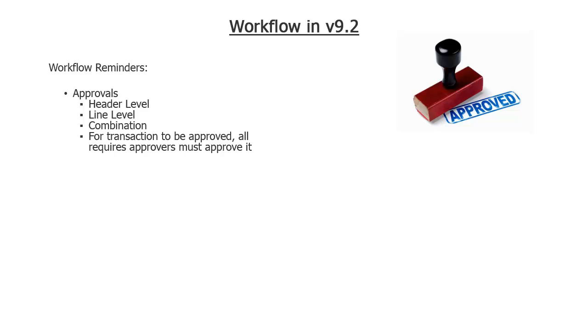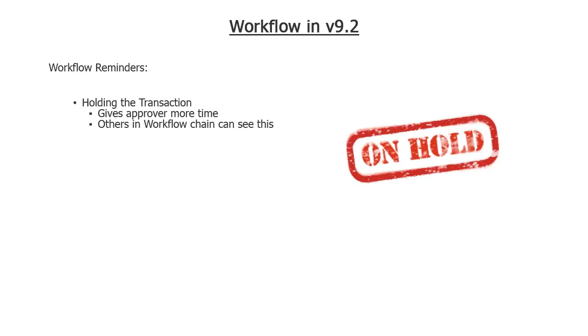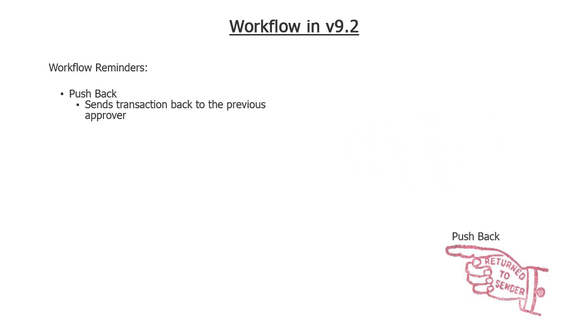In order for the status of the transaction to be approved, all required approvers must approve it. Denying a transaction sends it back to the end user who submitted it. Putting a transaction on hold gives the approver more time before making a decision and lets others in the workflow approval chain see that it is on hold. If an approver pushes back a transaction, that means he or she is sending it back to the previous approver.